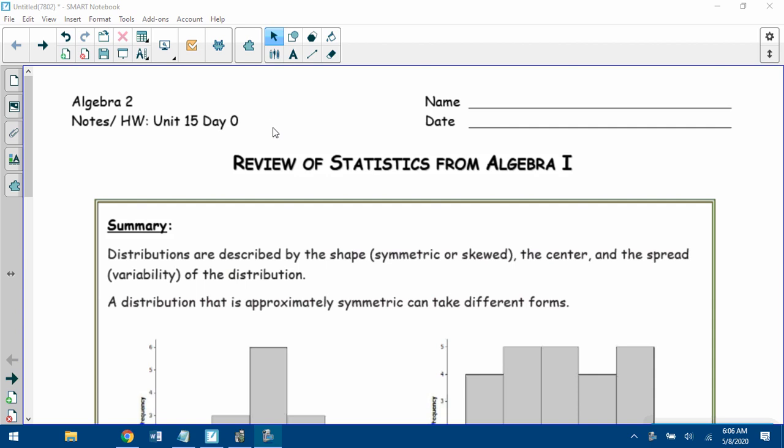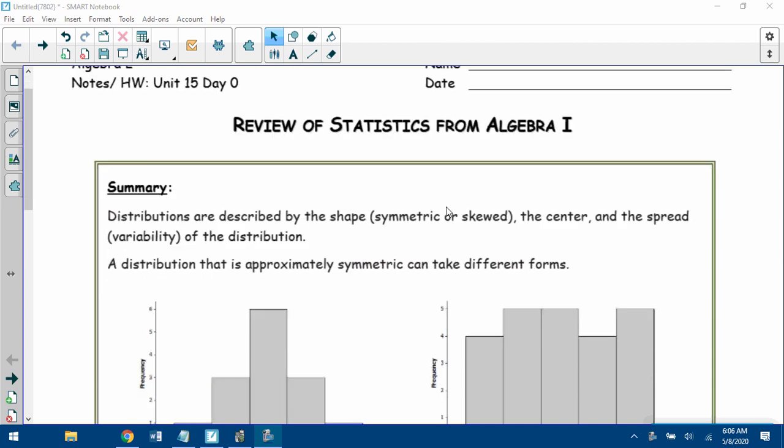So here we go. Hopefully you've downloaded this, fill in the notes as you go, because that'll help you with this. Summary. I'm just going to start reading here and make some notes. Distributions are described by the shape, either symmetric or skewed, the center, and the spread or variability of the distribution. Each of those have some specific names that you've probably heard of before.